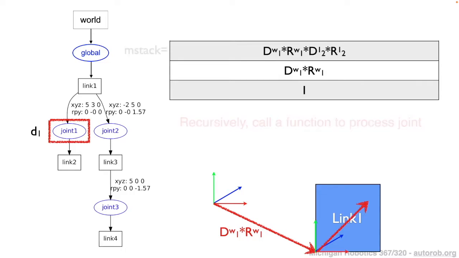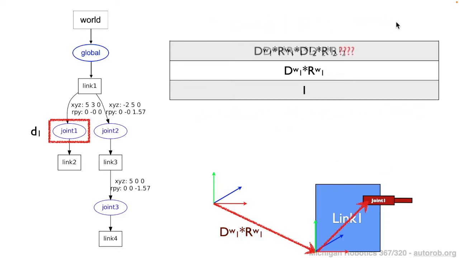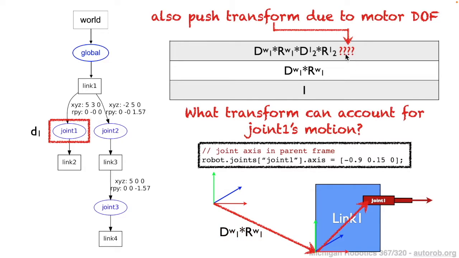However, let's now consider the case that joint 1 actually represents a prismatic joint. At this point, if our forward kinematics is going to position the remaining links of this branch correctly, it needs to account for the motion that is being exerted by this prismatic joint. And so that's now what we want to consider. In other words, we now need to add a new transformation matrix to the top of our matrix stack in order to properly account for joint 1's motion.